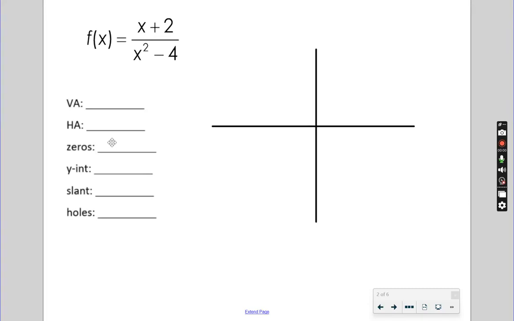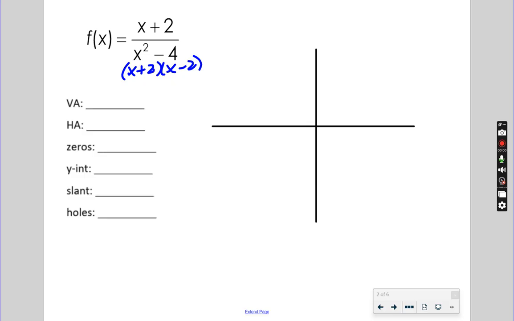It doesn't really matter the order you go in on most of these, but there is one thing you have to do first, and that is factor and see if anything cancels. So can we factor anything here? Yep. This x squared minus 4 is x plus 2, x minus 2. Does anything cancel? Yes, the x plus 2's cancel.